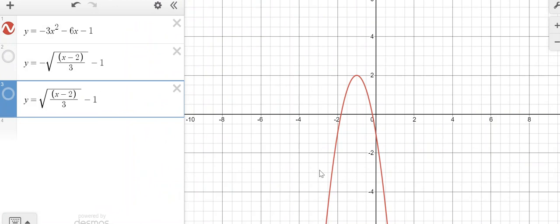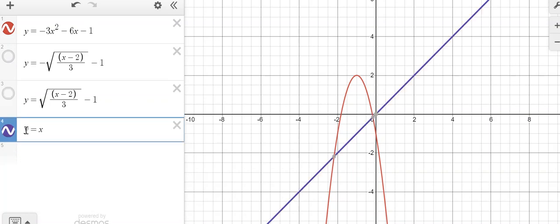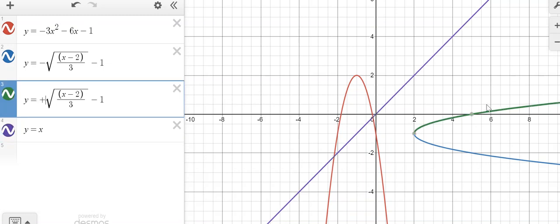So here is our first quadratic, negative 3x squared minus 6x minus 1. And when we graph the inverse, remember that the inverse is always the reflection over the line y equals x. So we're doing a reflection over the y equals x line. And this is what it's going to look like, both the negative and the positive value here. So we have a reflection that has been flipped over the y equals x line.